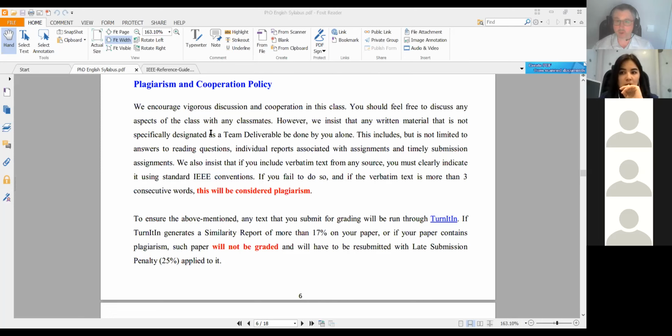And number 2, we are going to be using anti-plagiarism tool, Turnitin. Some of you probably are familiar with that tool. And for your writing, the similarity index should not be more than 17%. Now, if your writing generates more than 17% of the similarity, such a paper will not be graded. You will have to resubmit that, and you will receive the late submission penalty of 25%. So this is an important thing for you to know and to remember.